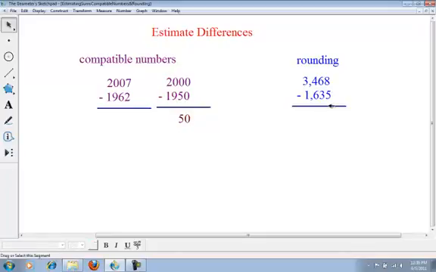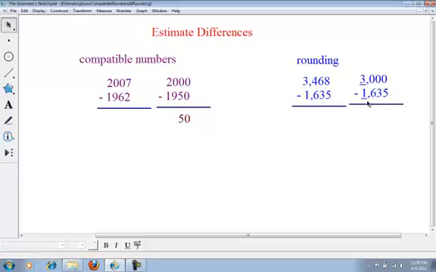Now let's look at how we can do this using rounding. If I want to use rounding, I can round each number to a given place. Let's round each number to the thousands place. I'm going to underline the thousands place, and then I'm going to take a look. If I'm rounding this to the nearest thousands place, 3,468 is closer to 3,000 than 4,000. So I'm going to change that to 3,000.